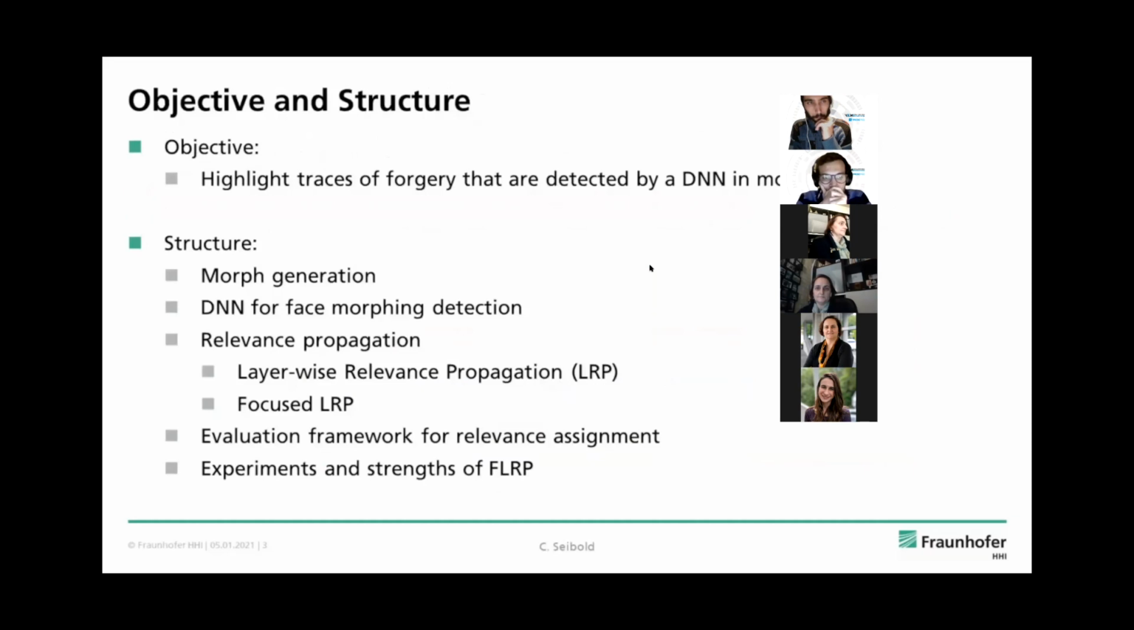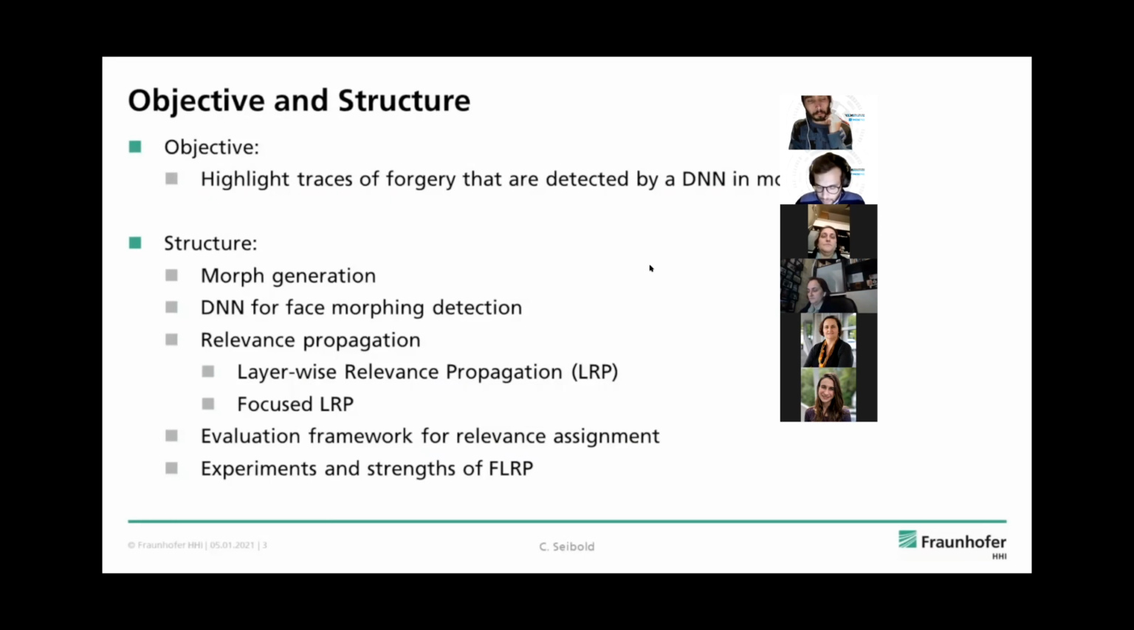Our objective was to develop a framework that can highlight traces of forgery in morphed face images. The output of a DNN for classification is usually only a decision for a class, or rather a score for each class, but per se it does not provide an explanation about its decision. Inspired by the DNN interpretability method LRP, we developed focused LRP, compared it to LRP, and identified the strengths of our proposed method. The structure of my talk is as follows.